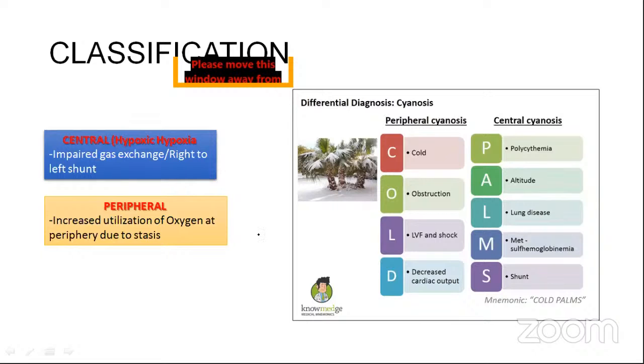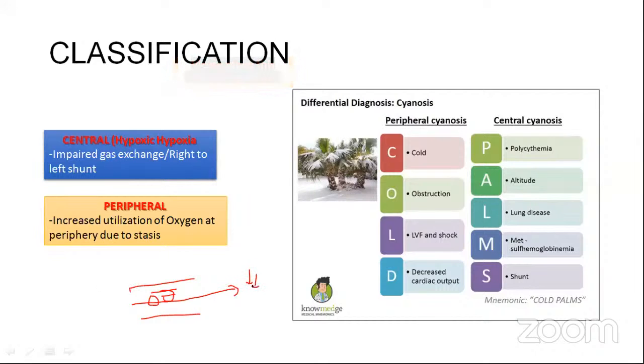So I'll try to put this across. If this is my blood vessel, there is going to be some cells and there is going to be some fluid as well. And there's going to be a laminar flow that is normally occurring. This flow can be reduced by multiple mechanisms. Whenever there is a slow flow here, that is what is going to cause a peripheral cyanosis.